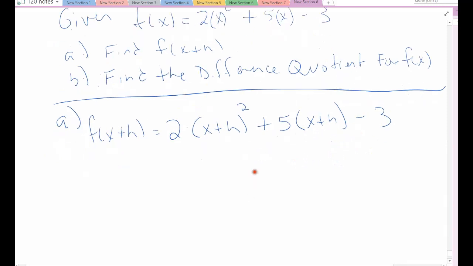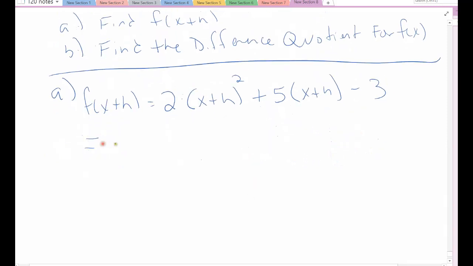Alright, now order of operations and simplifying this, which is the hard part of simplifying. The 2 stays. Remember what this is, and I'm going to write it out. X plus h squared really means x plus h times x plus h, right? That's what squares mean. It means I'm multiplying by the same number twice.